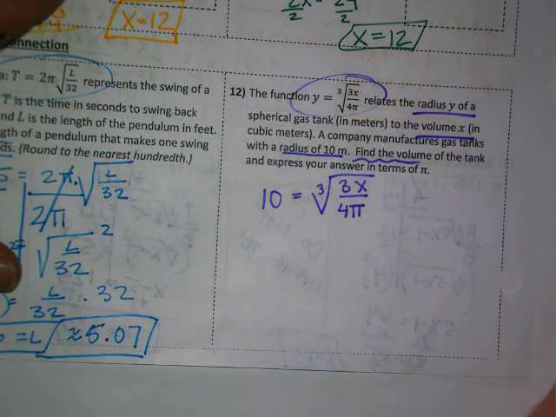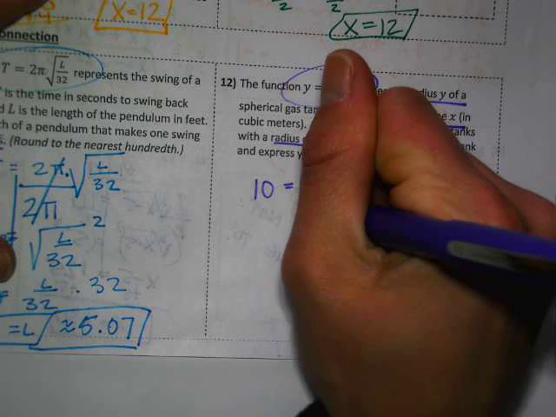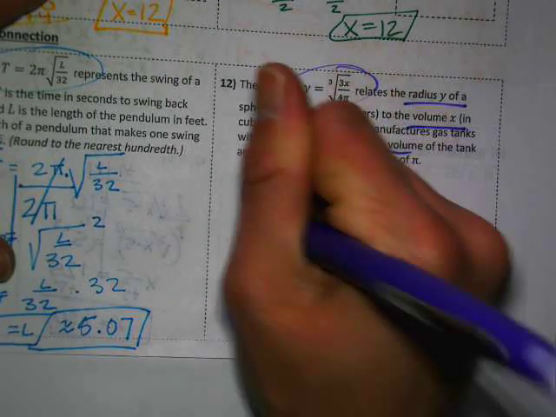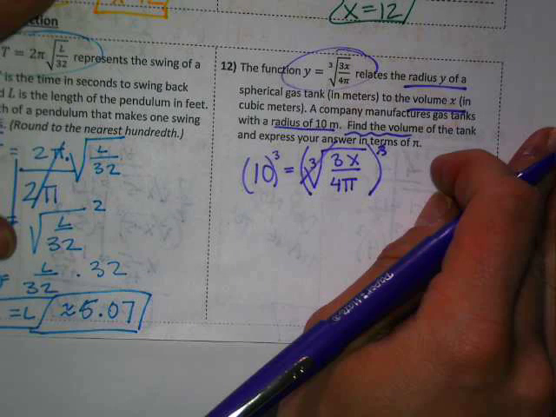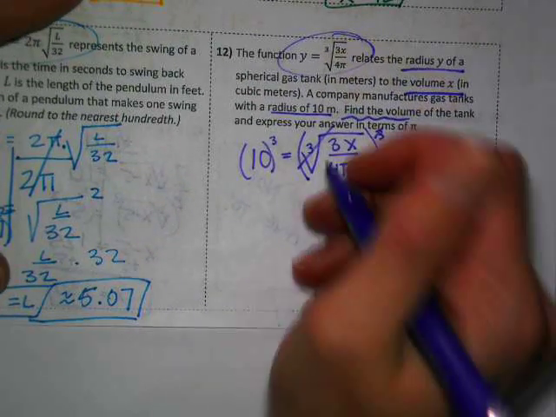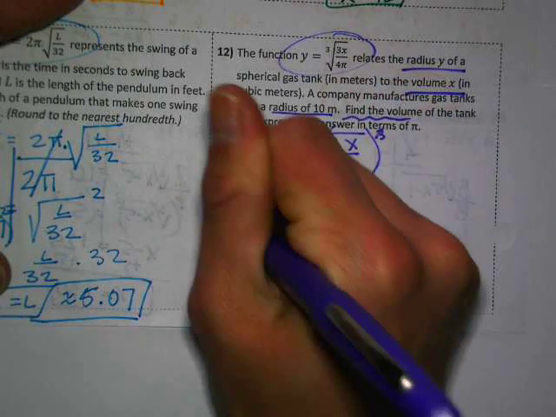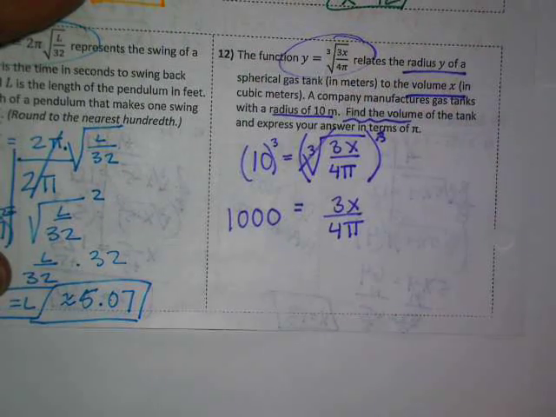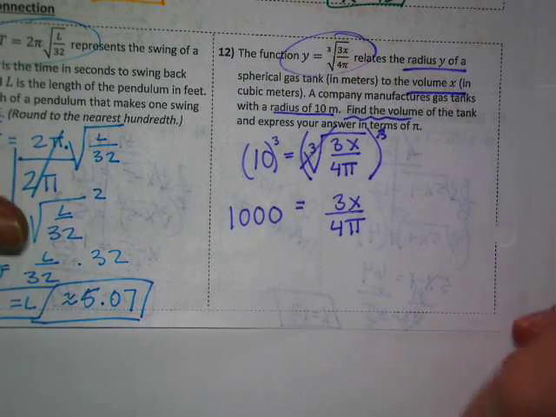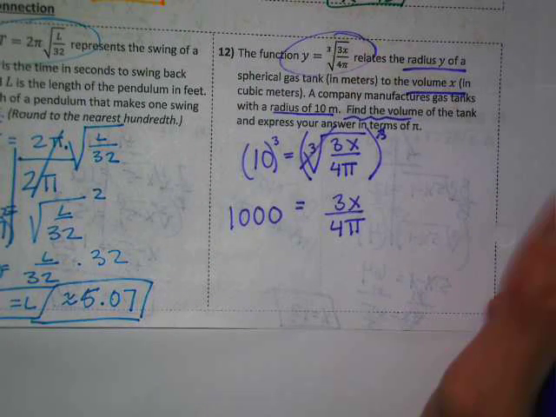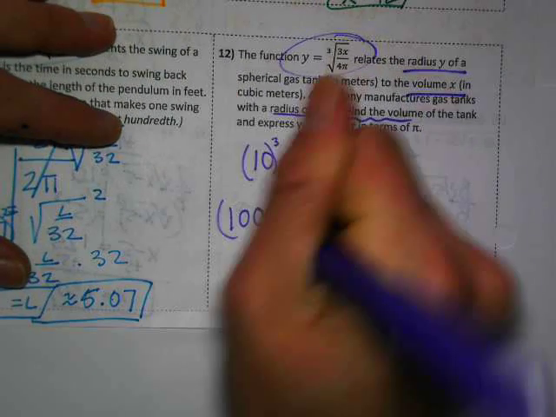Good. All right, how do you get rid of a cube root? Cube it. 10 cubed is what? 1,000. 1,000 equals 3x over 4 pi. So remember, I'm trying to solve for x. What's next? You're going to multiply by 4 pi. So I'm going to multiply this side by 4 pi.